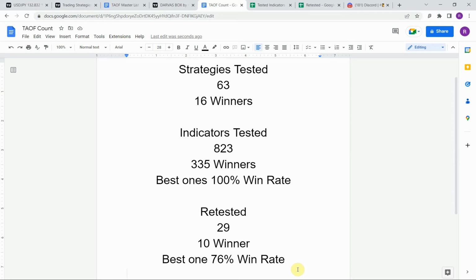We've also retested in the advanced testing 29 of the winning indicators. 10 of them have been able to maintain the winning status, the best one a 76% win rate. Now keep in mind that we test most of these indicators and strategies on the Forex and crypto market, but they can be applied to just about any market and time frame universally.